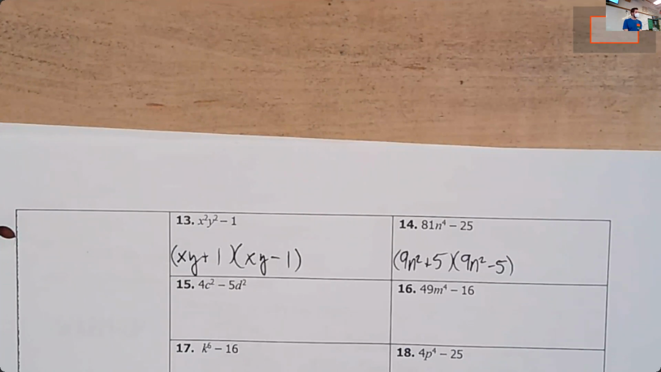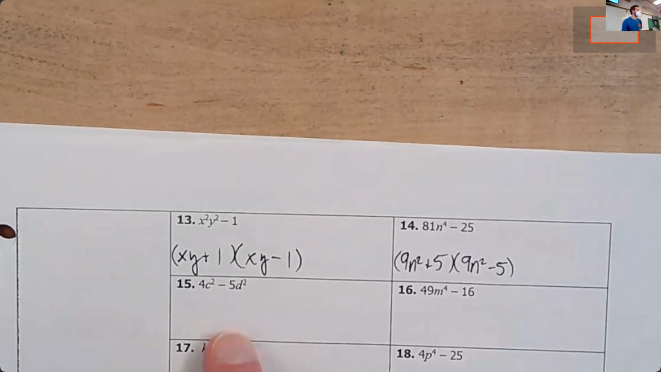Anybody have any ideas on number 15? Finding any issues with 15? Yeah, the 5 kind of messes things up. The thing that multiplies by itself to equal 5, not so much. So what do you think?